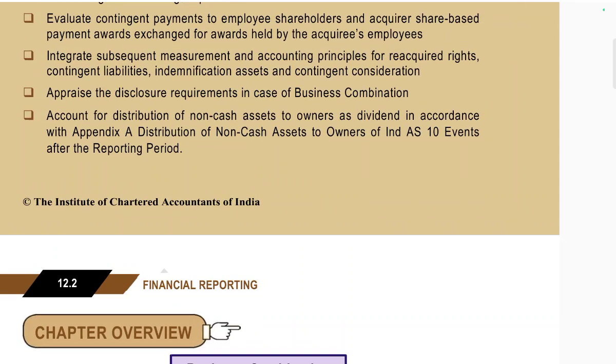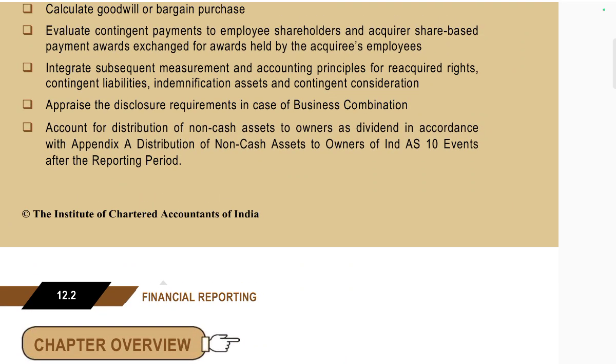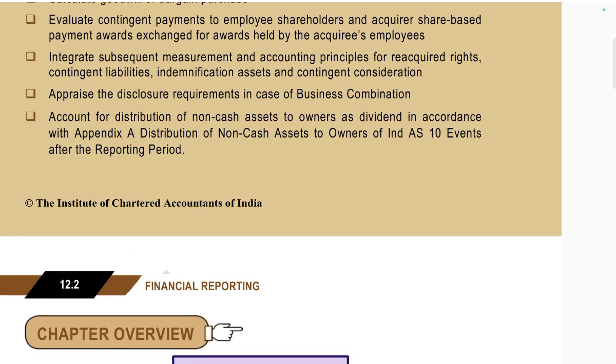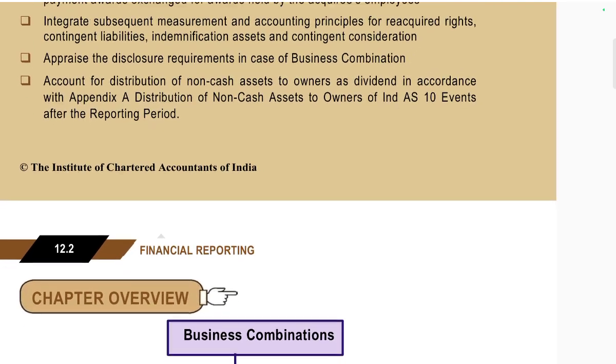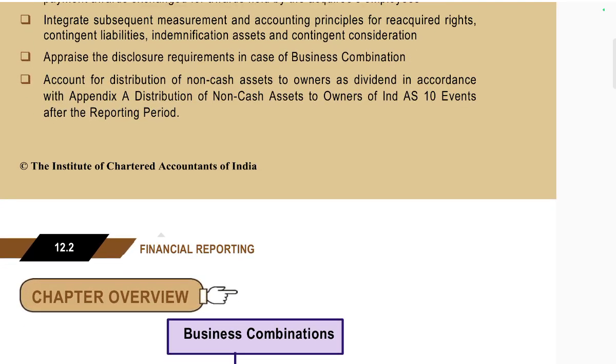Evaluate contingent payments to employees and shareholders of the acquiree, share-based payment awards, exchange of awards, and acquiree employee integration, subsequent measurement and accounting principles for reacquired rights, contingent liability, indemnification assets and contingent consideration. Appraise the disclosures required by the business combination. Accounting for distribution of non-cash assets to owners as dividend, and the acquirer's Appendix A on distribution of non-cash assets to owners, as mentioned in the voting period.